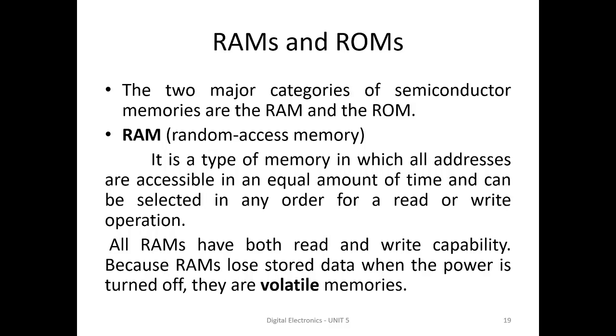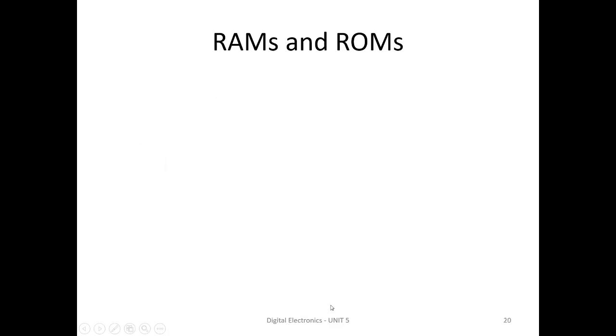All RAMs have both read and write capability. Because RAMs lose stored data when the power is turned off, they are called volatile memory. So once the power is off, all the data present in the memory will be lost in a RAM. That is nothing but your volatile memory.